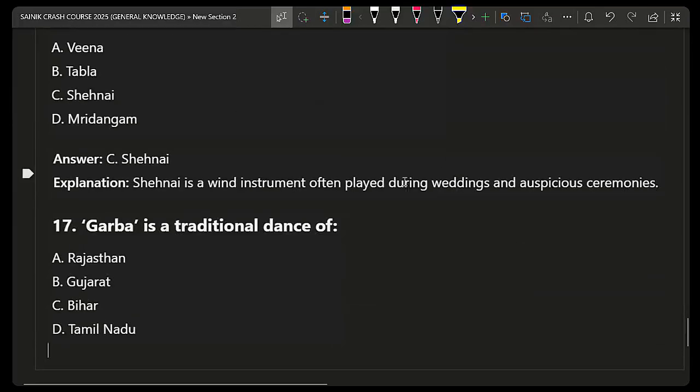Next question is a famous question. Garba is a traditional dance of which state? Rajasthan, Gujarat, Bihar, Tamil Nadu.